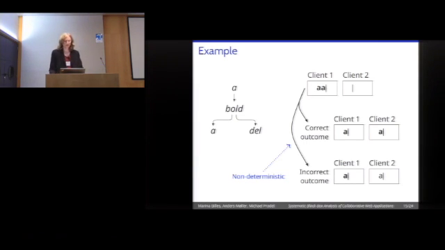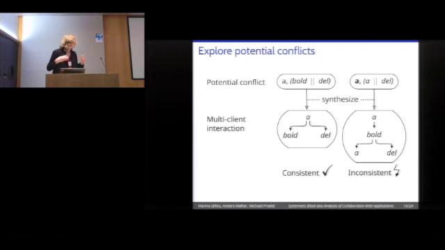After we've done this, for each multi-client interaction that we have created, there is a rating whether it produces a consistent state or an inconsistent state. And this is reported to the user as the result of the Simian approach: which interactions lead to inconsistencies?